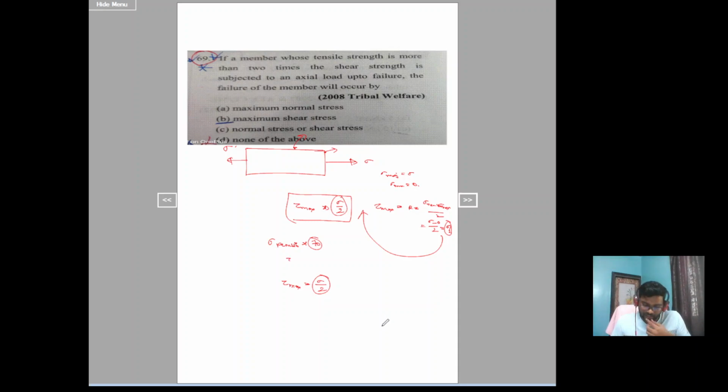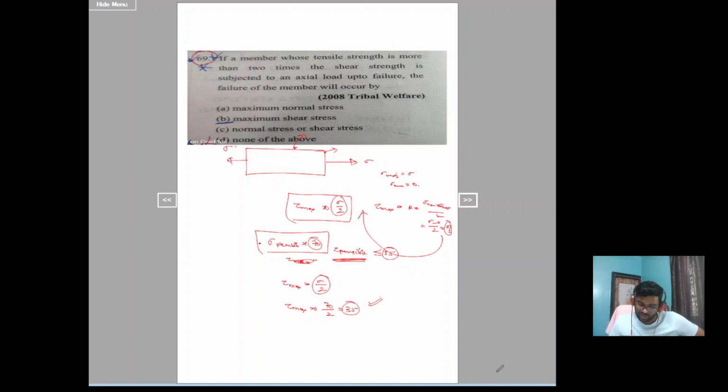But for the shear strength, tau permissible will be less than or equal to 35. He has mentioned it, which is half of sigma permissible. The shear strength is less than half of the tensile strength. So tau max is sigma by 2. Let's say you apply sigma of 70, you will get tau max equal to 70 by 2, which is 35. So tau permissible should be less than or equal to 35.